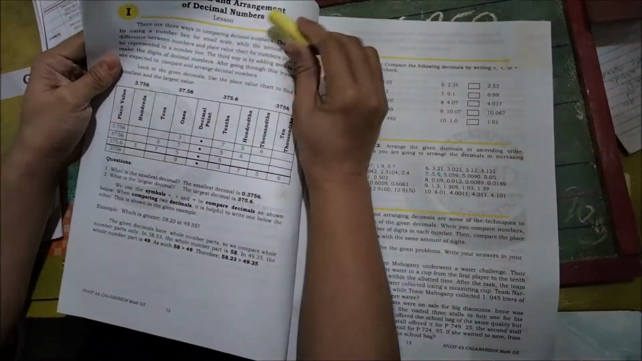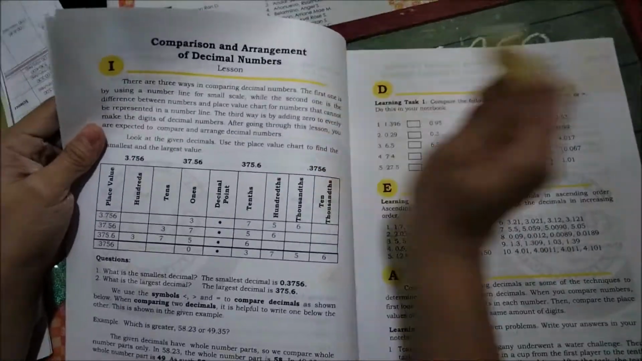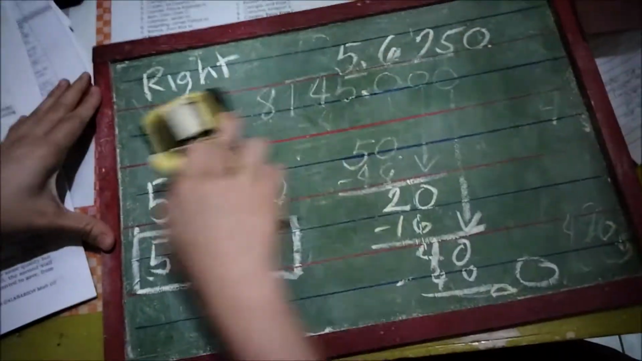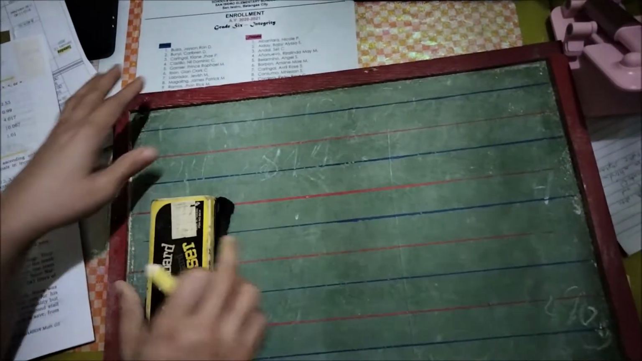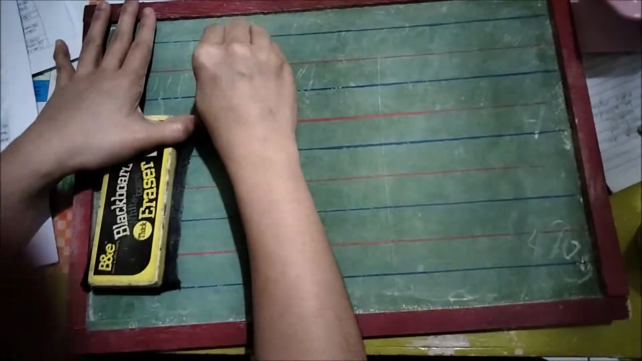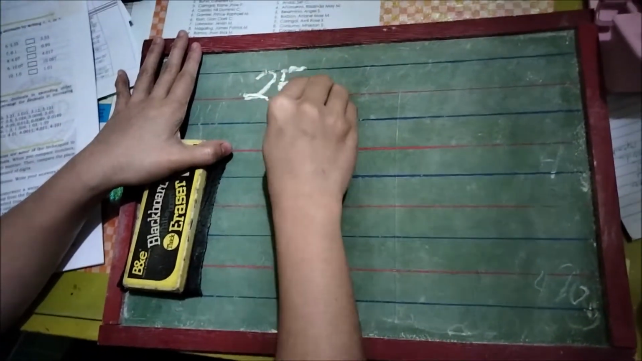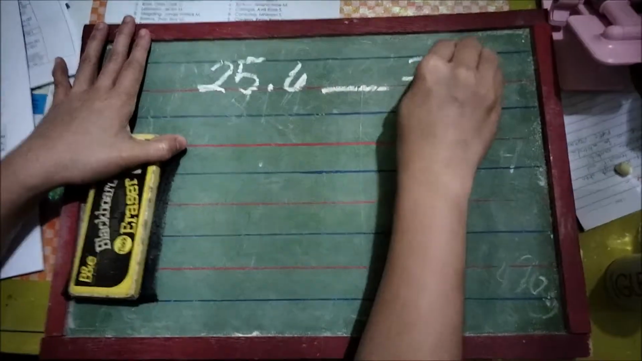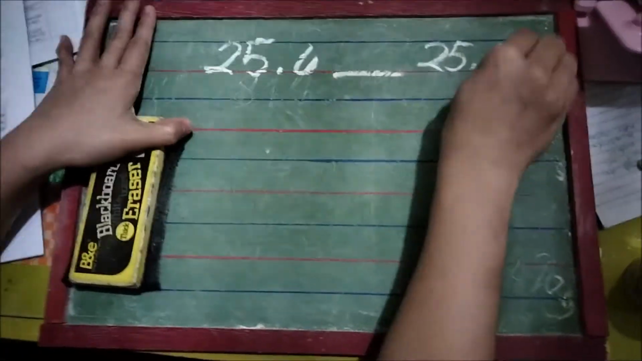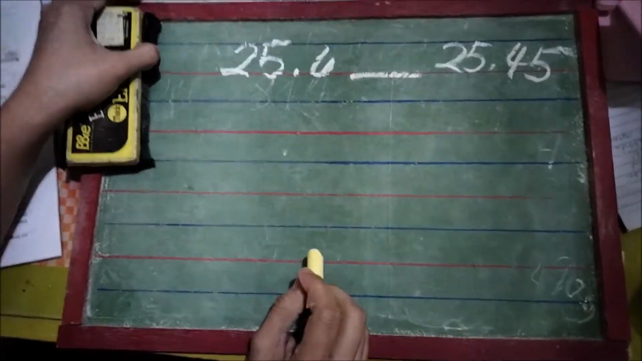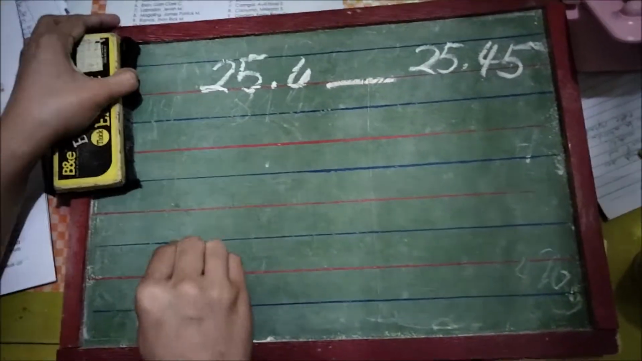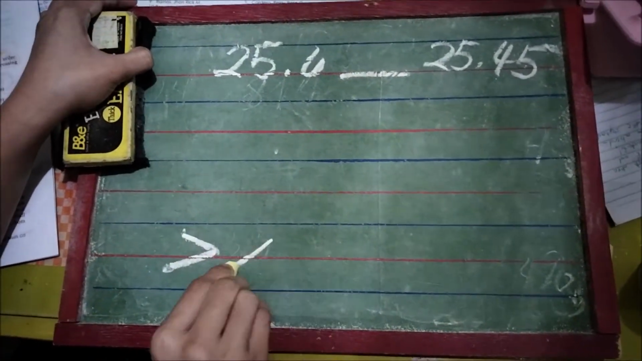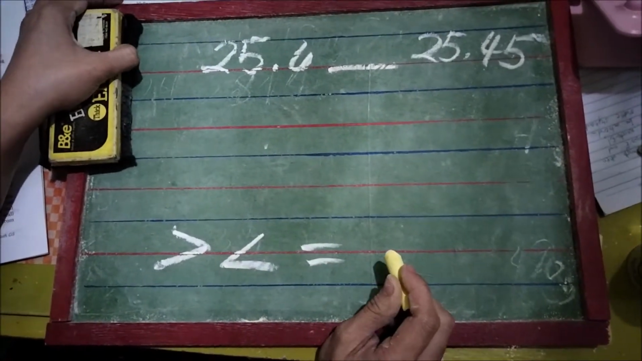Next lesson is comparison and arrangement of numbers. So comparison and arrangement. For better understanding, I will just give you a summary of that lesson. So say for example, I have here 25 and 6/10 compared to 25 and 45 hundredths. So in comparing, you're going to use the symbols greater than, less than, or equal.